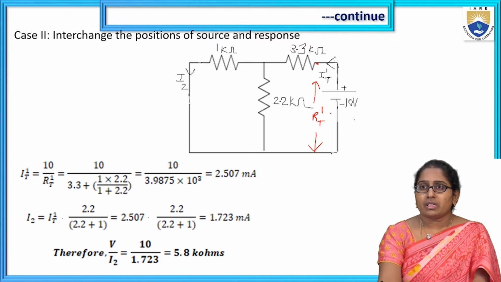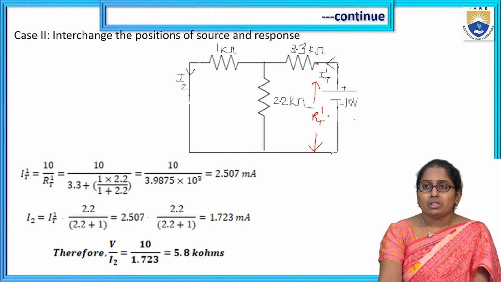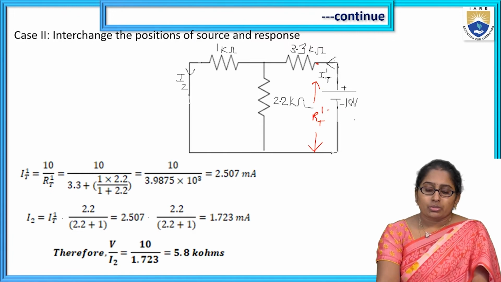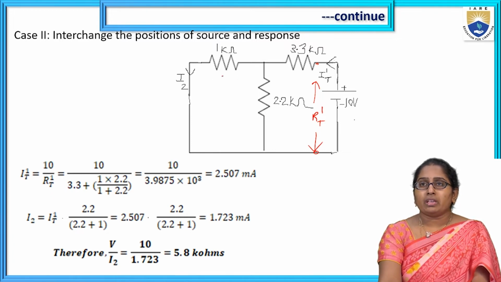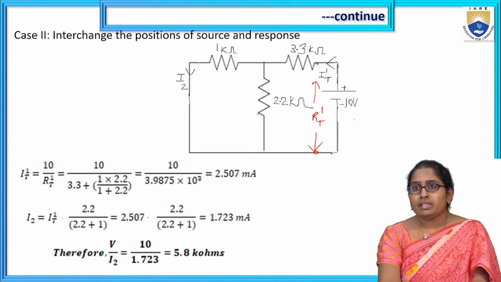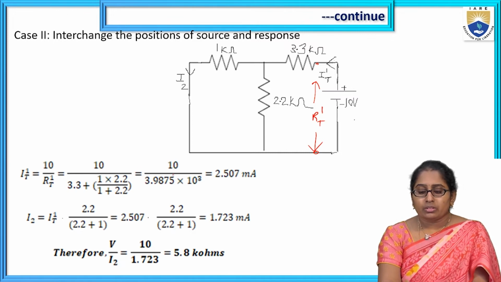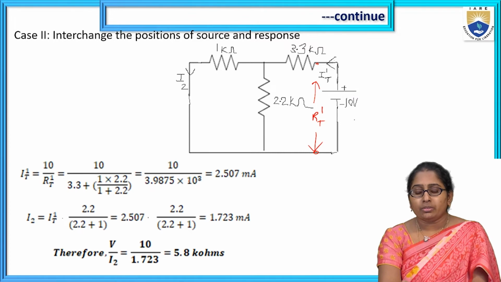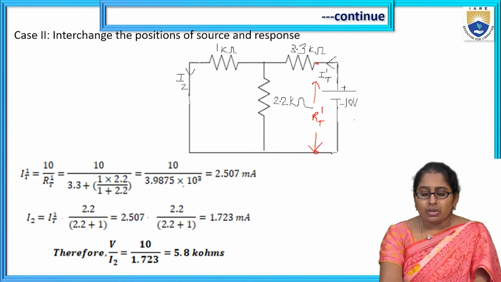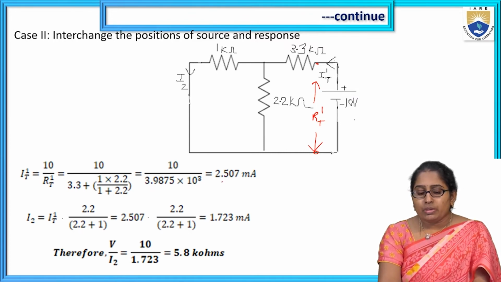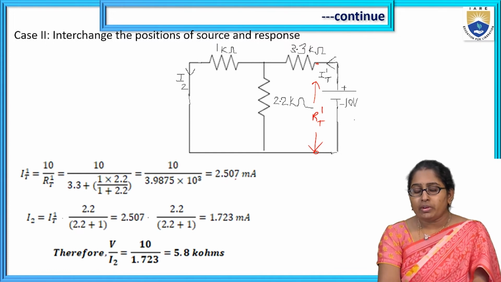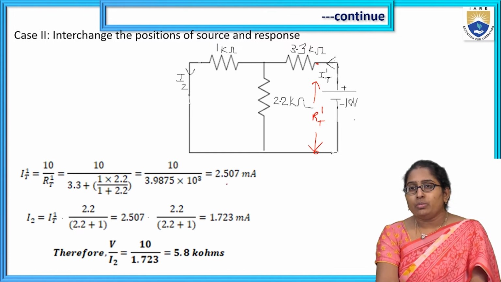What is the total resistance across this input voltage? Let us denote that RT dash. So 10 by what is the total resistance here? It is the parallel combination of 1K and 2.2K in series with the 3.3K. So that is calculated. 10 by 3.98 into 10 cube, that is the total resistance RT dash, which gives the IT dash value 2.507 milliamperes.